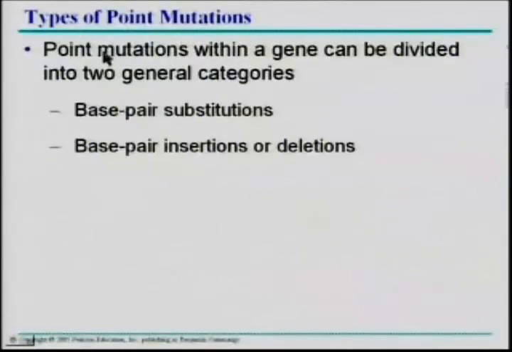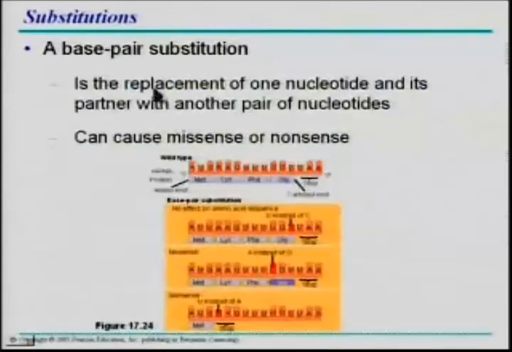So types of point mutations can occur within a gene and can be divided into two general categories: base pair substitutions and base pair insertions or deletions. A base pair substitution is the replacement of one nucleotide and its partner with another pair of nucleotides, and it can cause what are called either missense or nonsense mutations.